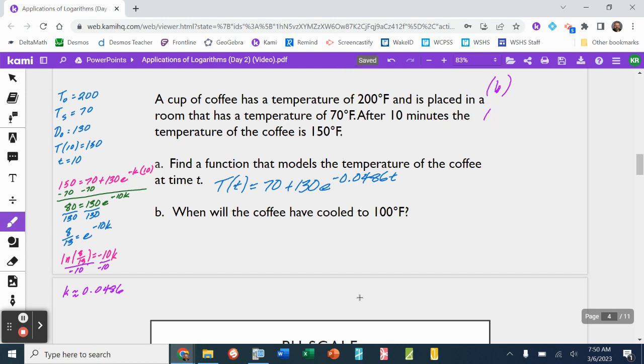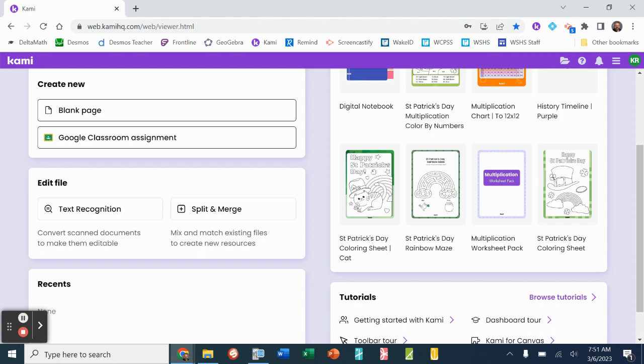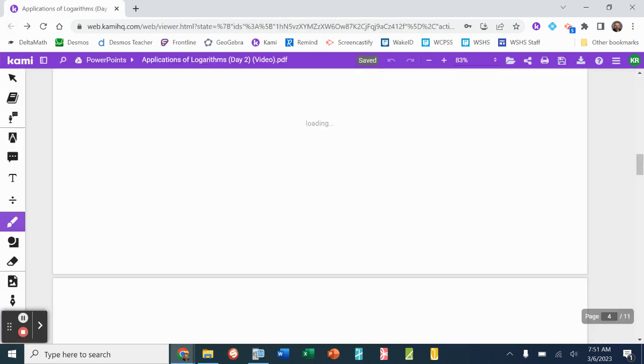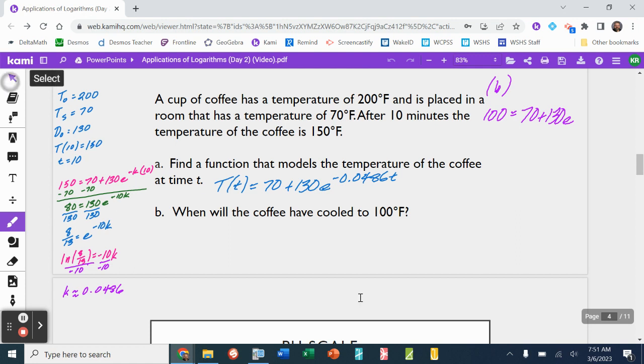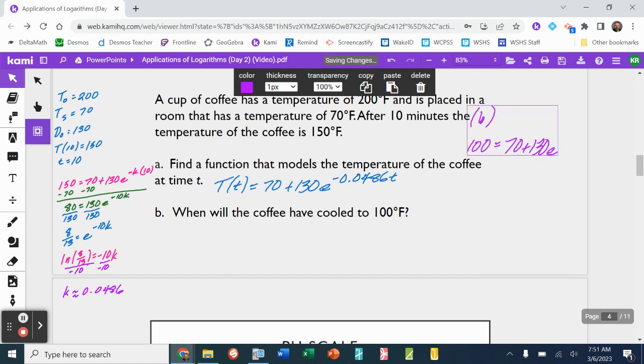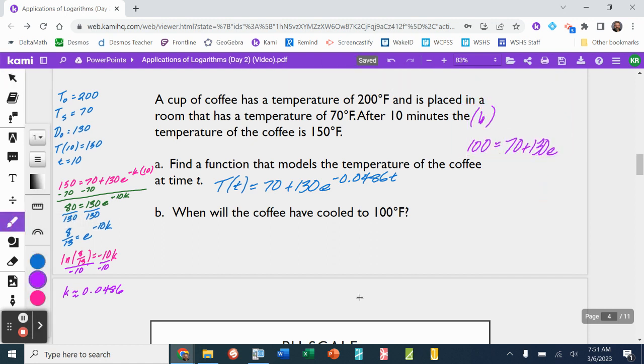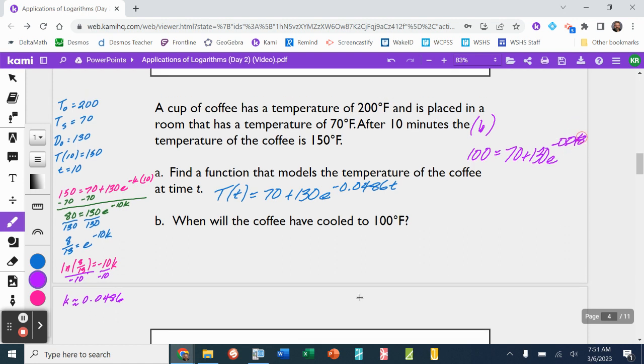So I'm going to say 100 is equal to 70 plus 130 times Euler's number e raised to the negative 0.0486 t. I'm running out of room, so I'm going to move this down a little bit so I don't run out of room quite so quickly.